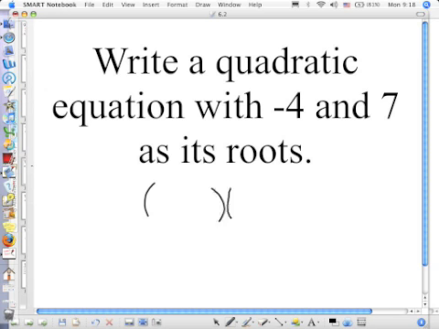What was the last answer? The last one was x squared plus 3x minus 10, I think. Yeah.